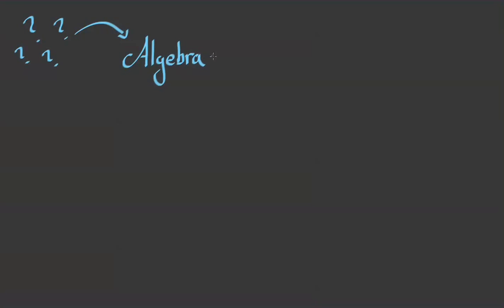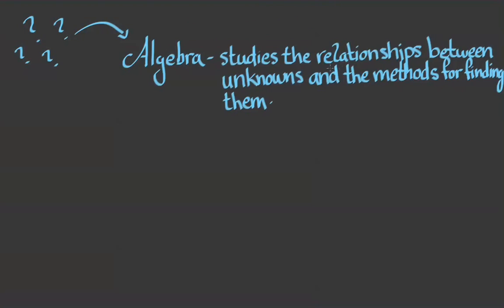And this is where algebra comes in. The word algebra comes from the Arabic word al-jabr, which means to restore, but the origins of its name are not really important. The value of algebra is not necessarily in its name, but what it does. Algebra is a branch of mathematics that studies the relationships between unknowns and the methods for finding them.